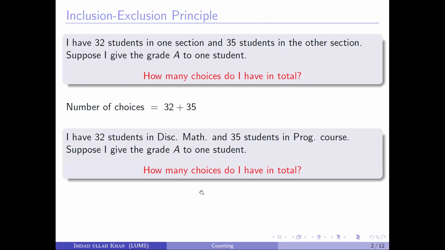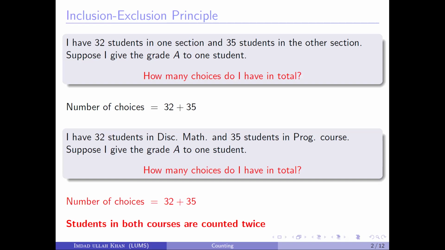So now if I have 32 students in discrete math and 35 students in a programming course, and my basic stance of awarding grade A to one student remains same. So now how many choices do I have in total? Take a small pause and think on your own that how many choices do I have? So is this answer of 32 plus 35 correct? What about the students which might have been enrolled in both of the courses? So in this total, I might have counted some students twice.